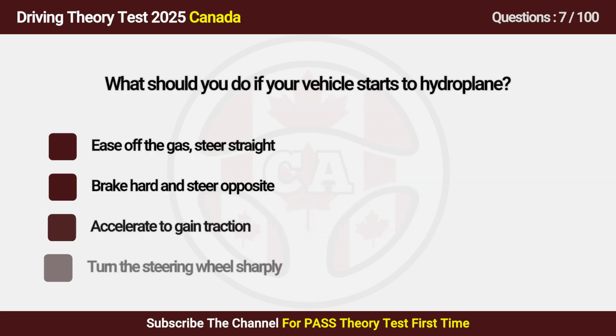Question 7. What should you do if your vehicle starts to hydroplane? A. Ease off the gas, steer straight. B. Brake hard and steer opposite. C. Accelerate to gain traction. D. Turn the steering wheel sharply.